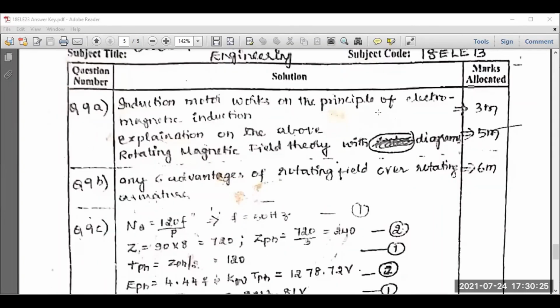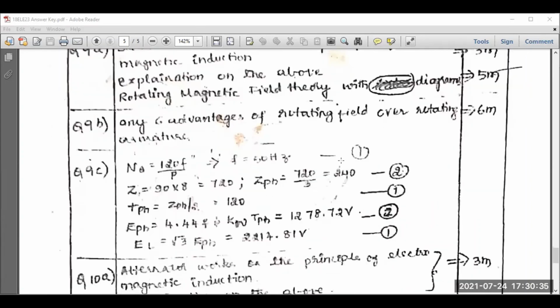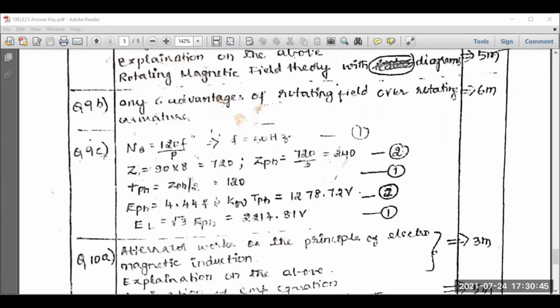Question number 9, you have to talk about the working of induction motor with a suitable diagram, and explain about rotating magnetic field theory. With a suitable diagram, you will be getting 8 marks. Then question number 9b, you have to mention advantages of the rotating field over rotating armature. Then question 9c, you have to calculate speed, then total conductors, then conductors per phase. Then you can use the EMF equation and compute the value of voltage, the line voltage E_L. The marks are distributed as follows.